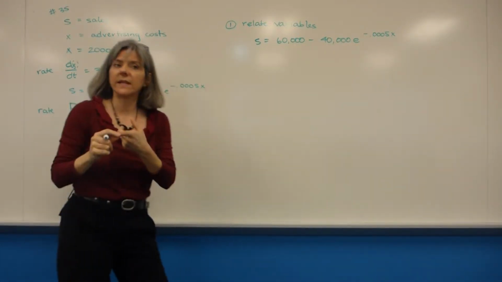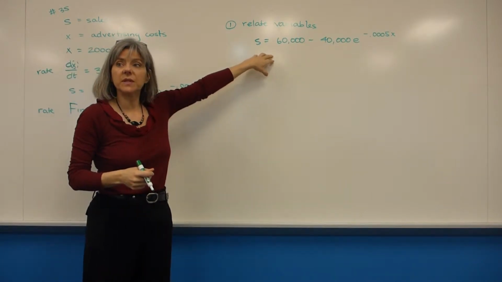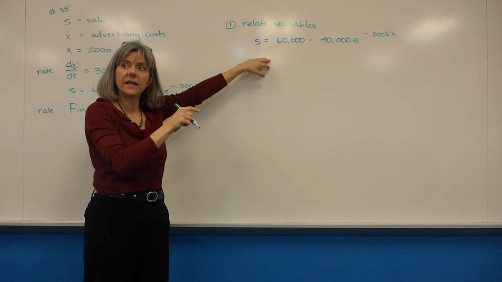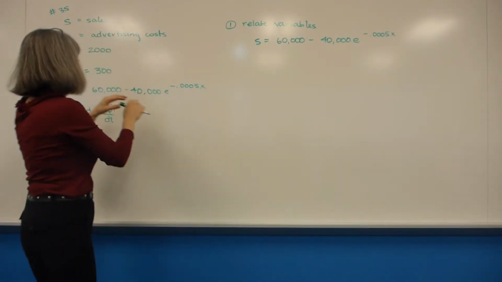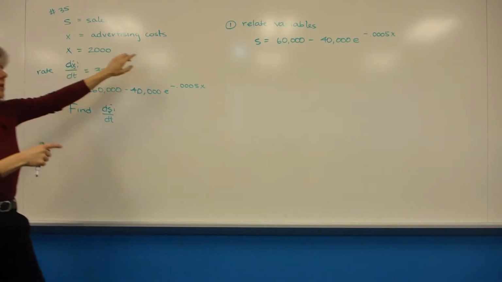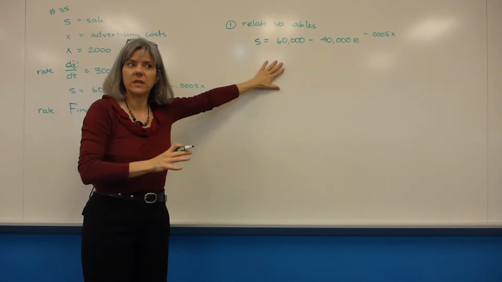Okay, so the first step is to relate the variables. The second step is to relate the rates. It's important in this variable step that everything that can change stays a variable. If it can vary, it's a variable. Just because I know that the current advertising costs are $2,000, that can change. So because it can change, I can't plug in that number yet. So anything that varies stays a variable in these steps.